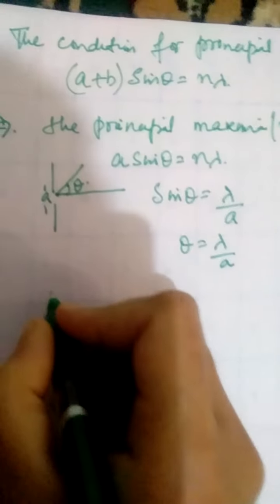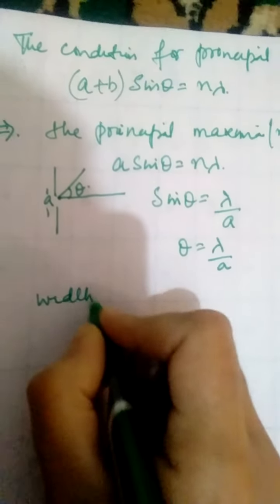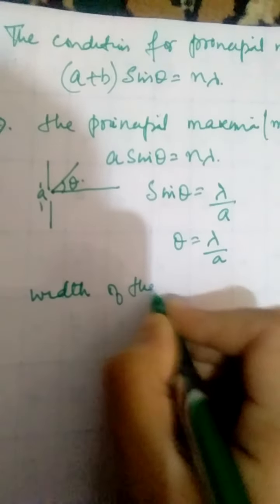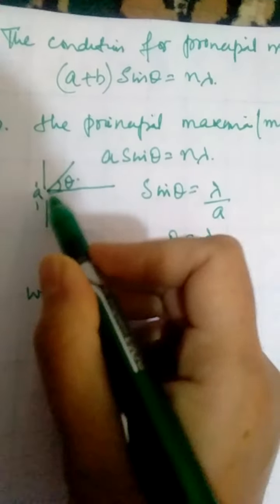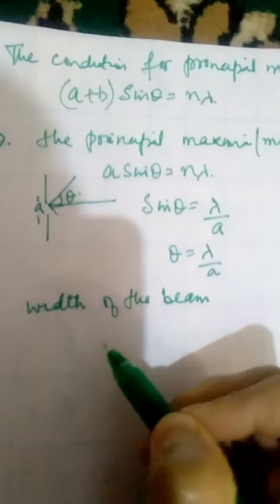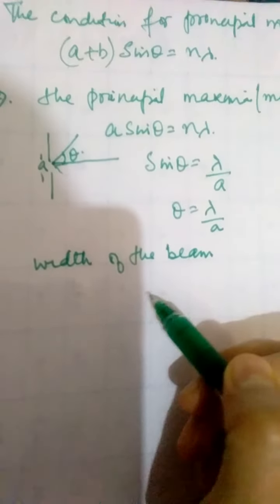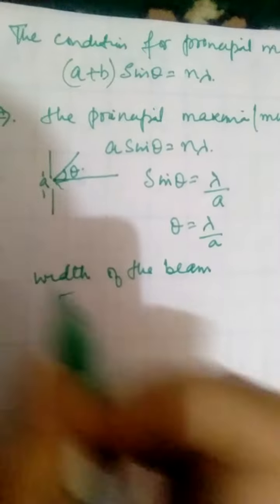Now let us see what will be the width of the beam, because we know that the width of the light beam is going to change on account of bending of light. Light is penetrating the geometrical shadow. The width of the beam is going to change. Now let us try to see what is the relation of the width of the beam with the width of the slit. How will you do that?